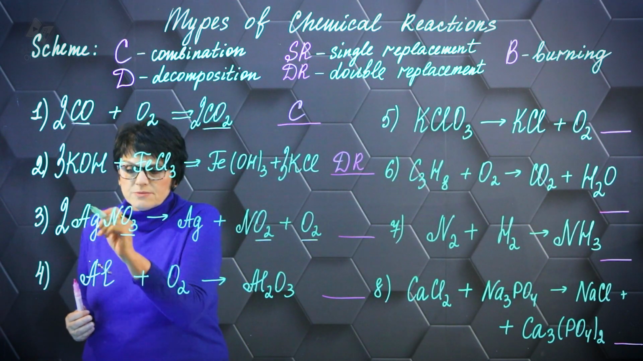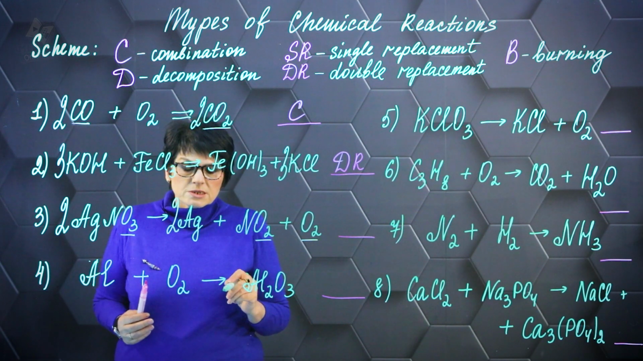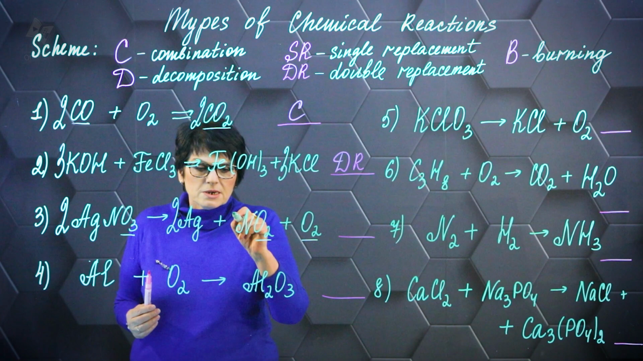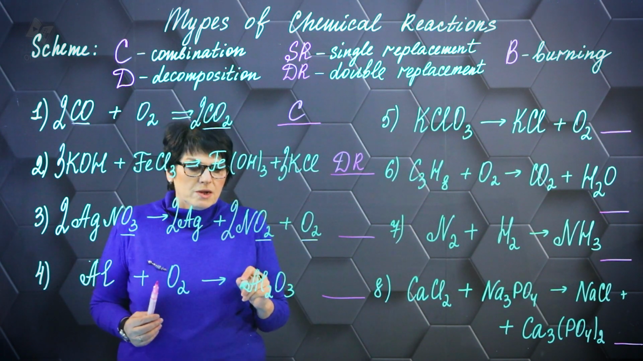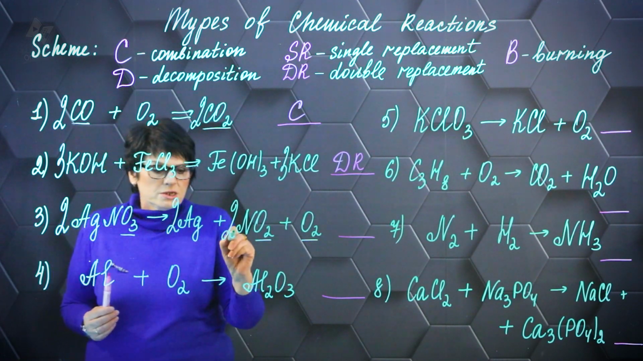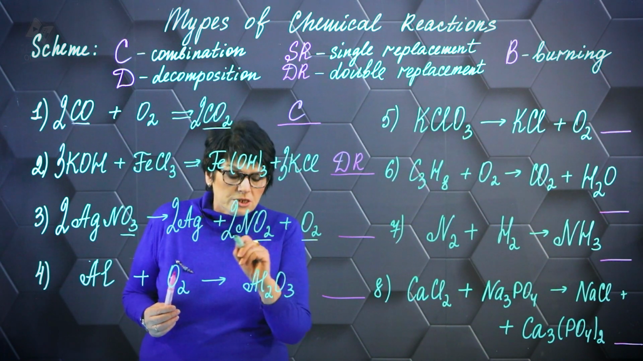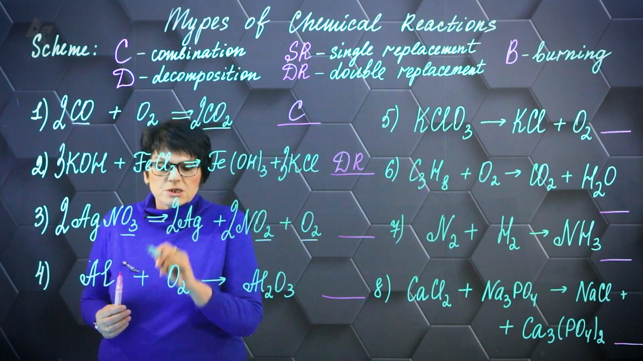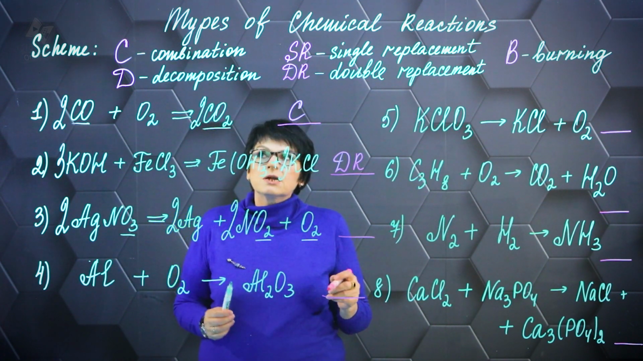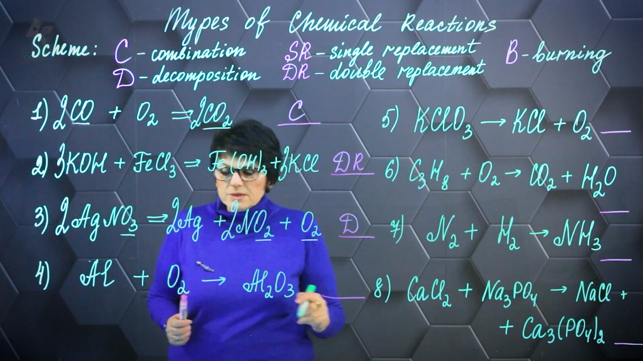Now next, silver on the left side we have 2, on the right side we have 1. In front of the silver formula we put a factor of 2. Nitrogen on the left side is 2, on the right side is 1. In front of the NO2 formula we put a factor of 2 and check the oxygen. Here it's 6, here it's 4: 2 times 2 is 4 and 2 more, you get 6. What type of reaction is this? One complex substance made several substances. It's a decomposition reaction.